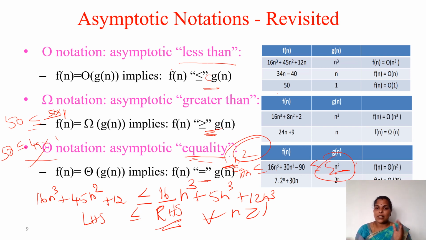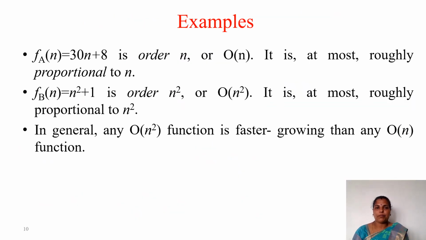Here the meaning is not that the n square term is equal there, because f of n has n cube. But C1 g of n is less than or equal to f of n, and f of n is less than or equal to C2 g of n. So the equality exists between the left hand side g of n and the right hand side g of n. So only here we are mentioning it as equal.